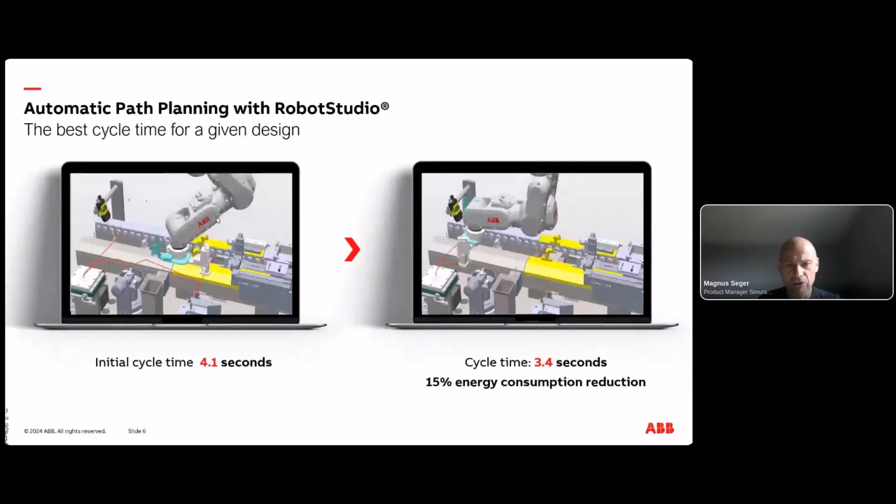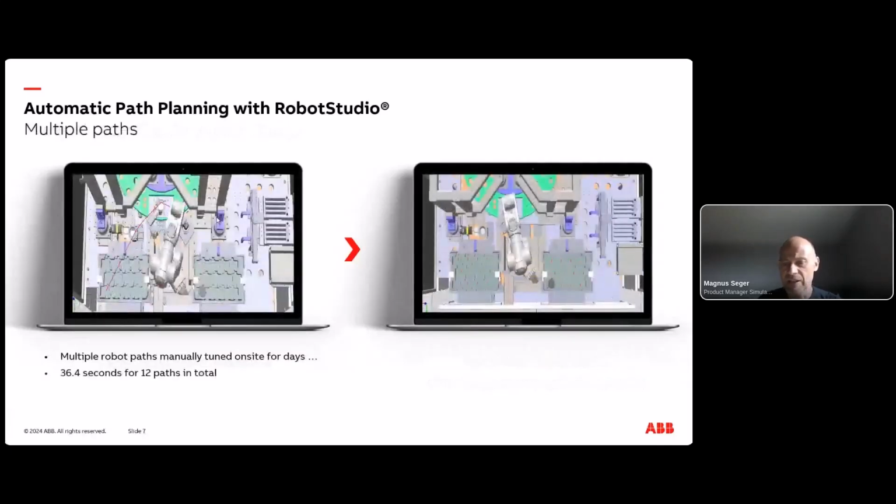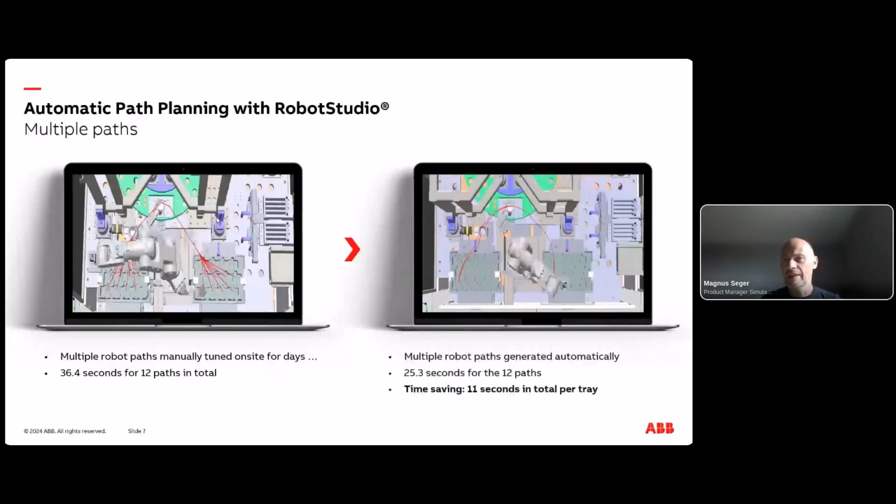I would also like to show you this one, because this is pretty much a traditional way of programming. You can see to the left where the robot moves, we have one point for each tray, and then we offset relative to each pick or drop position. This is traditional programming. This sequence will be more than 36 seconds, and instead we let RobotStudio generate an individual, unique, optimized path for every pick and drop. And that ended up reducing the cycle time by 11 seconds per tray.